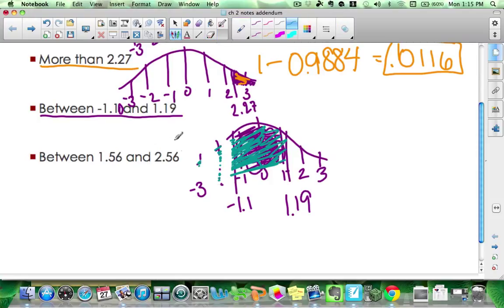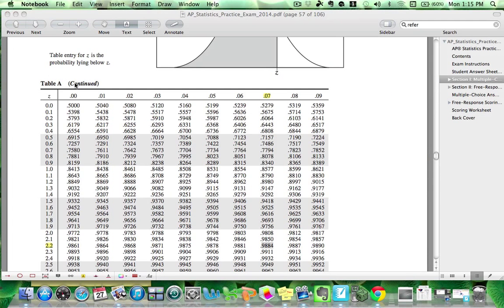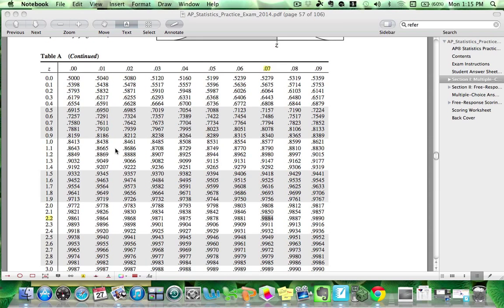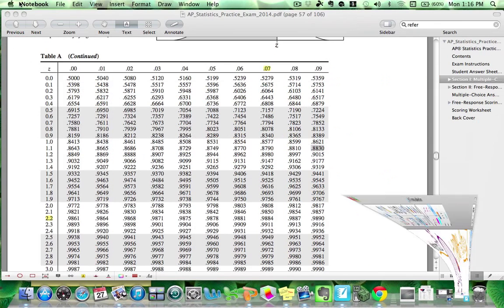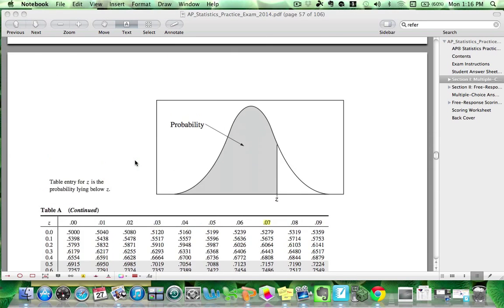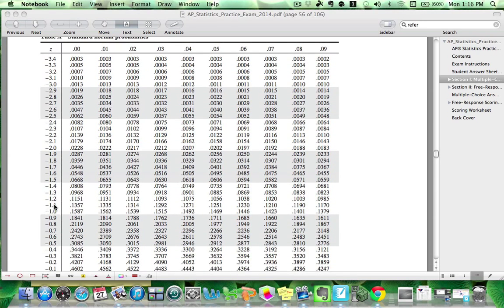So let's start by looking up the larger one, in this case 1.19. So I'm going to the positive side. 1.1 is here, and then 9 in the hundredths place means I'm looking at 0.8830 is what I get. 0.8830 minus, I'm going to look up the one that's further to the left, negative 1.1. So again, back to my tables. Now this one's negative, so let's look on the negative side. Negative 1.1, and then the hundredths place is 0, so 0.1357.